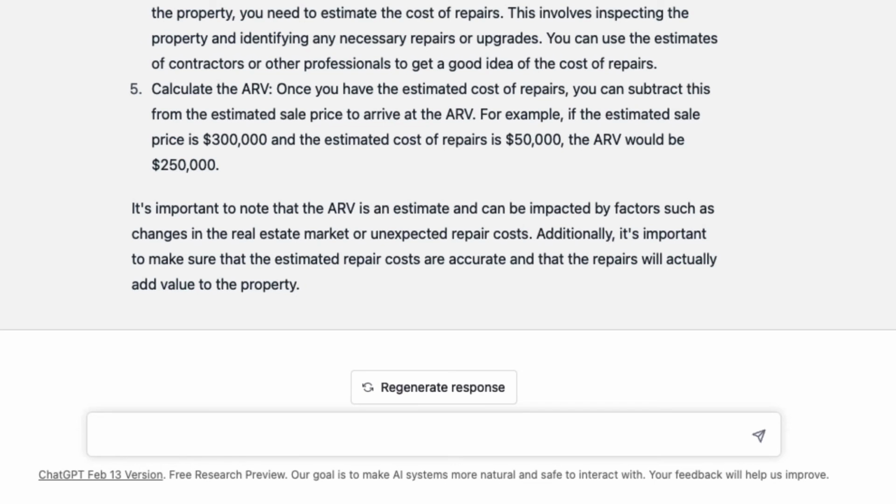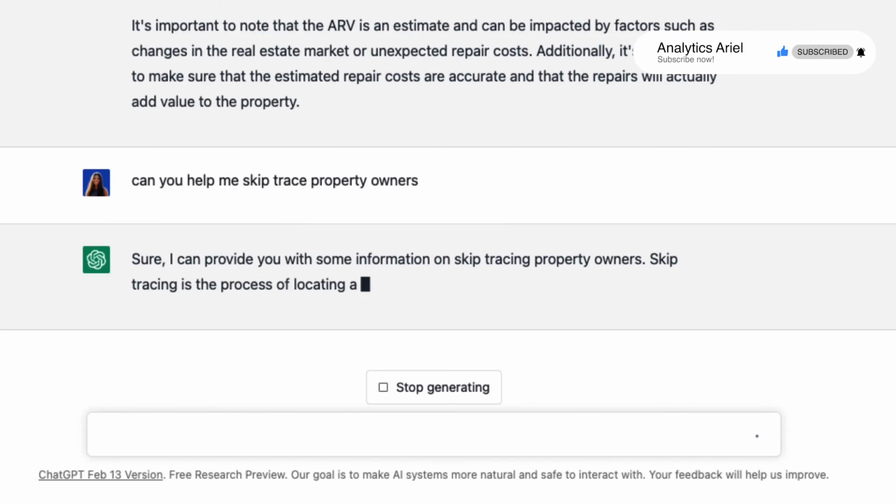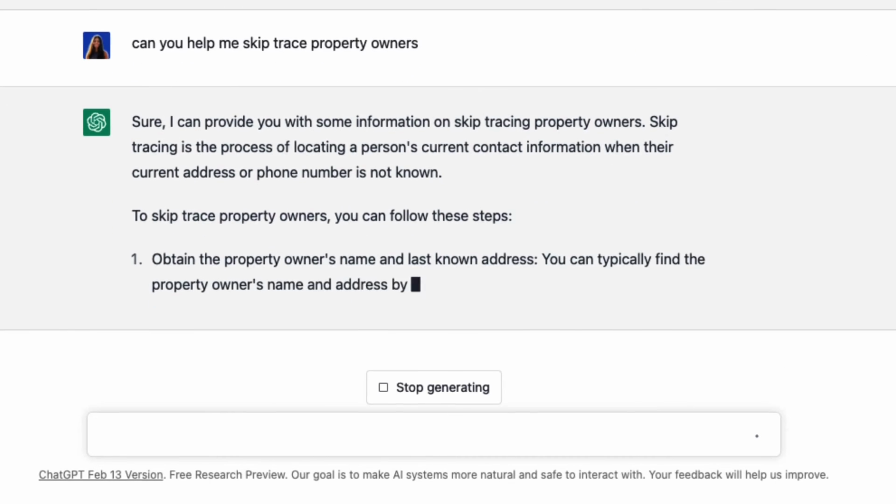But lastly, we want to ask ChatGPT one more question. Now we have the property owner in this scenario, but what if we actually didn't go out to their property yet? What if we just wanted to reach out to a list of property owners? Can we skip trace them? So let's ask ChatGPT, can you help me skip trace property owners? ChatGPT starts with saying, I can provide you some information on a person for skip tracing.